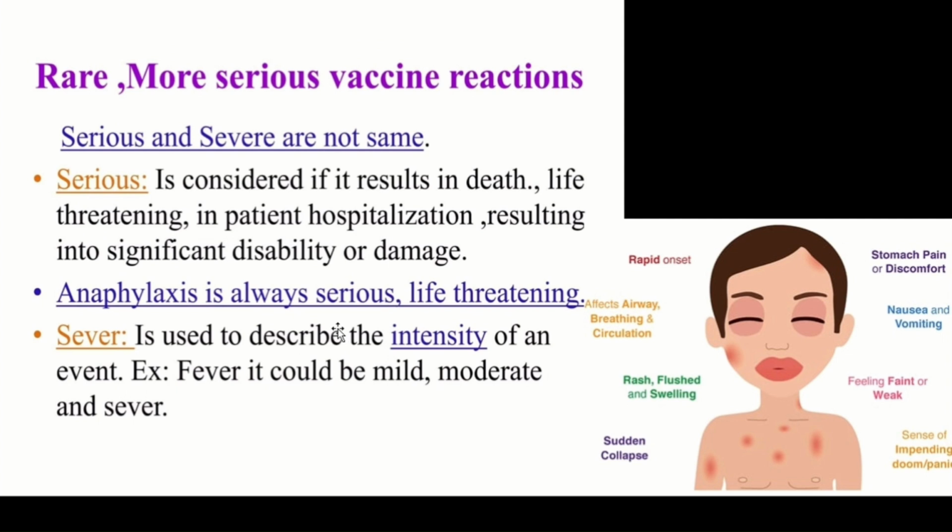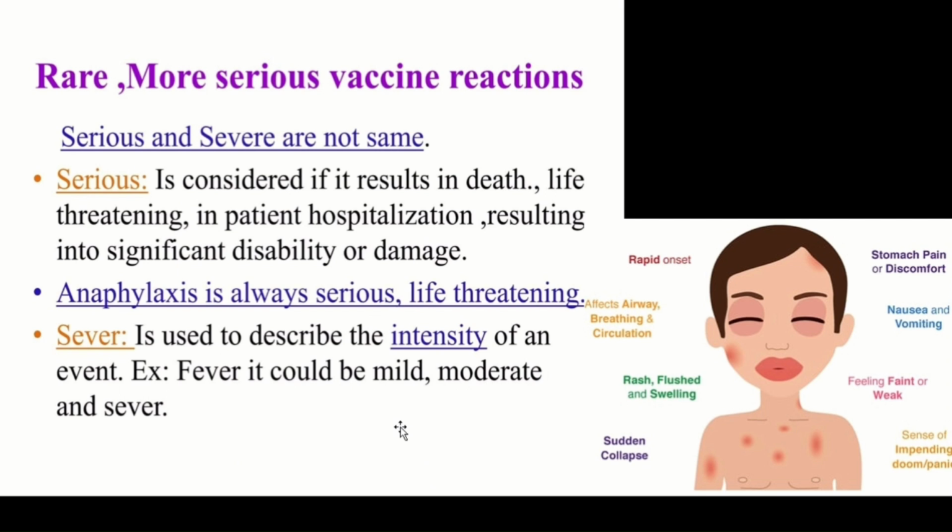Now we are coming to severe vaccine reactions. Suppose after taking vaccination, the patient suddenly collapses and finds it difficult to breathe, has nausea, vomiting, severe stomach pain, or pain elsewhere, or there is redness and swelling all over the body. This condition requires hospitalization, and if the patient is not hospitalized, it can even lead to death. Such reactions, for example anaphylaxis, which can happen after vaccination, are a serious vaccine reaction.